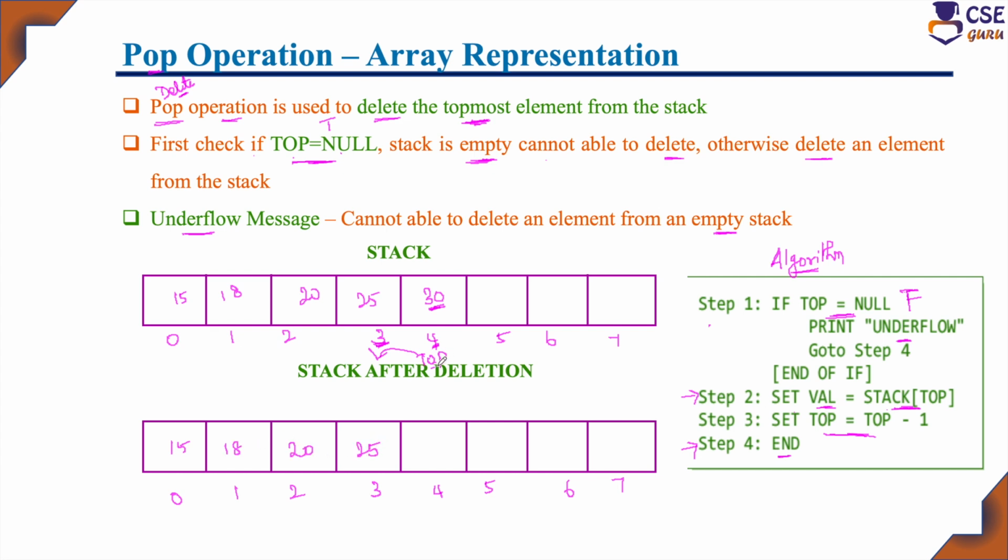After implementing the pop operation, what will happen? The top position is decremented, so automatically the value is deleted. The stack of top value is placed in the variable value. If you want to display the deleted element, you can display this value. Otherwise, simply by decrementing the top position, the top element is automatically deleted. Now top will point to the 3rd position, the value 25. So this is the pop operation in a stack using array implementation.